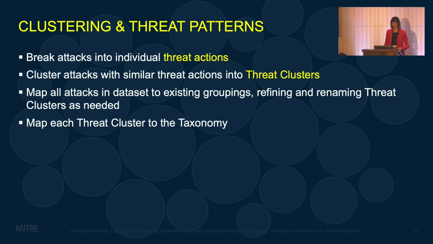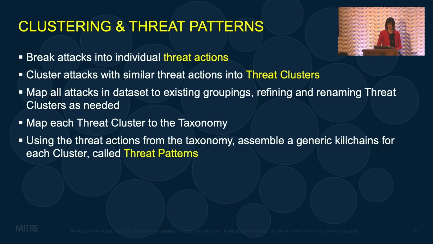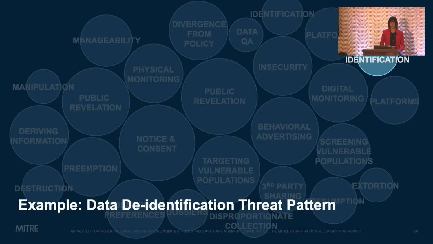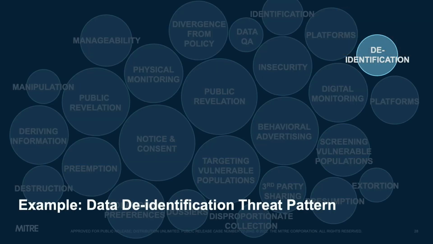So what we need to do is we will find exemplary attacks within the cluster, and we'll select activities and threat actions that represent these exemplary attacks, trying as best as we can to have the threat pattern represent as many attacks and as many exemplary attacks within a cluster as possible. So after this mapping, we're going to assemble all of these mappings into threat patterns, the generic kill chains, and this will make more sense. We're going to go through an example. So the example we're going to use is data de-identification.